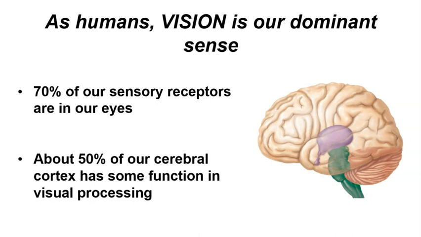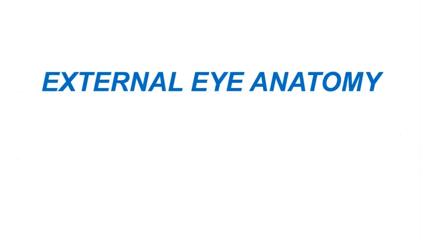This includes visual sensory information from the eyes that is interpreted as color, shape, pattern, or movement, as well as visual association areas, which are going to link that visual input with past experience. So we will begin by examining the external anatomy of the eyes.